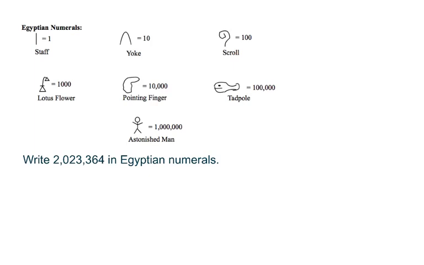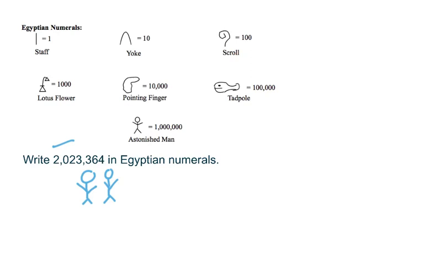Let's do one where we go the other way. Here is a number written in modern form. How would we write that in Egyptian numerals? Well, again, we just take a look at the different symbols that are available and recreate them as needed. So we begin in the millions place. We have 2 million. Millions are astonished men, so we would draw 2 astonished men. And that represents our 2 million, like that.